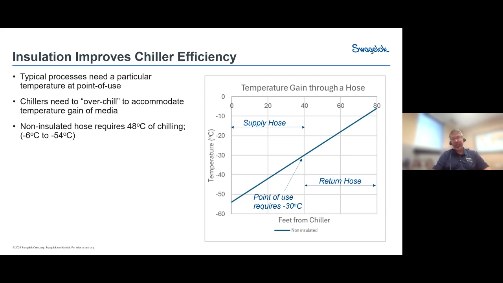So again, the chiller in this case needs to over chill the coolant down to minus 54 in order to get that coolant to the tool at minus 30. The coolant continues to warm as it goes back to the chiller and gets back to the chiller at about minus 6. So in this particular simple example, the chiller needs to do 48 degrees of chilling before that coolant can go back then to the tool. We consider this over chilling, and that's one of the efficiency problems that non-insulating hoses will result in.